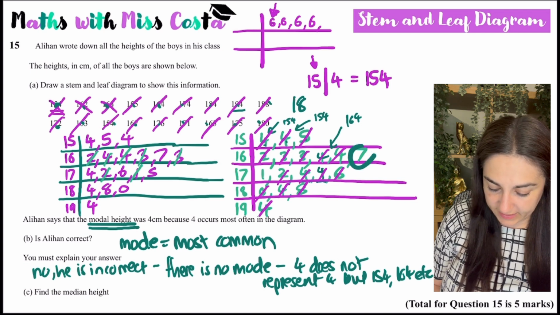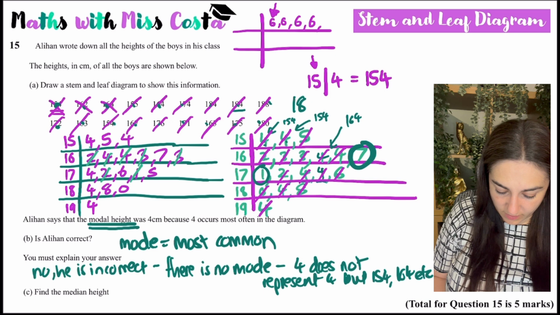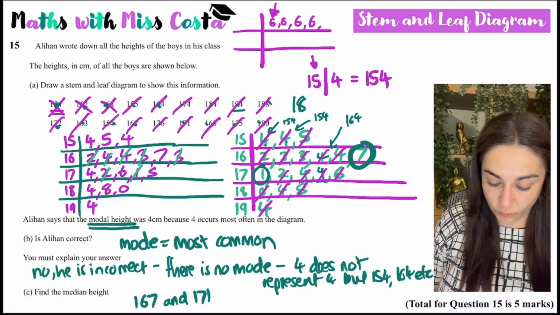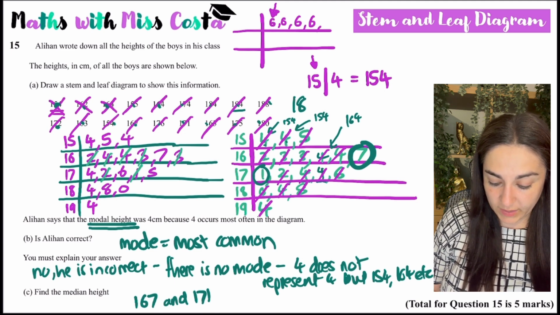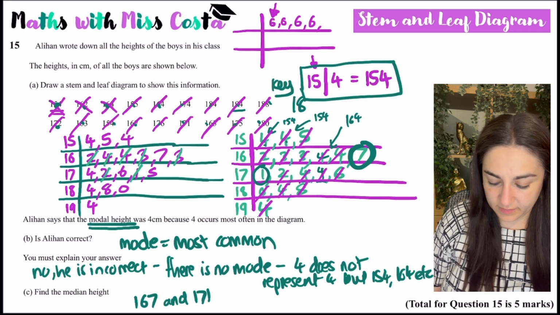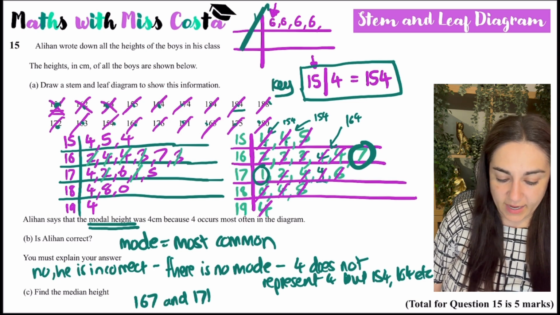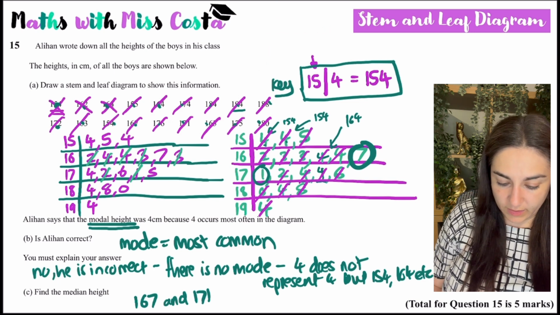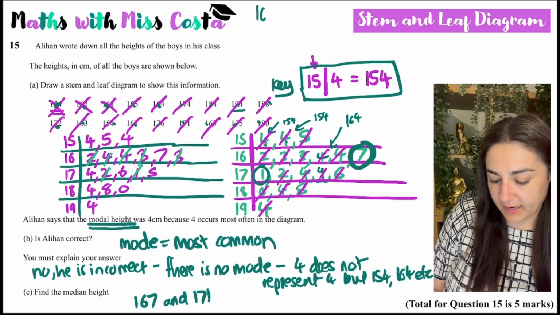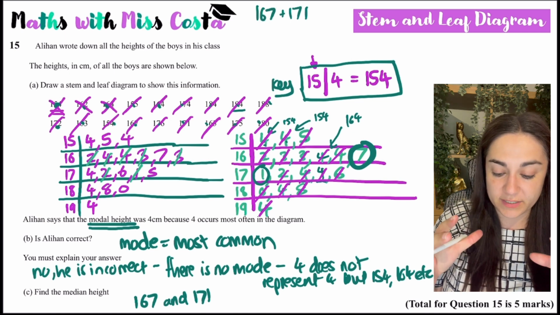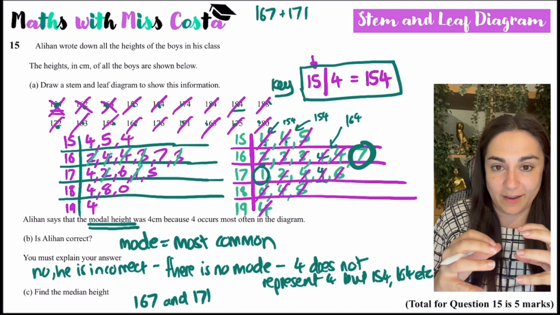middle numbers. So we've got 167 and 171. Also, I forgot to mention, you should label your key, as in make sure that you draw the key for the stem and leaf diagram, otherwise you won't get the final marks. So we've got 167 and 171. When you've got 2 values as the median, you want to find the way between those two values.